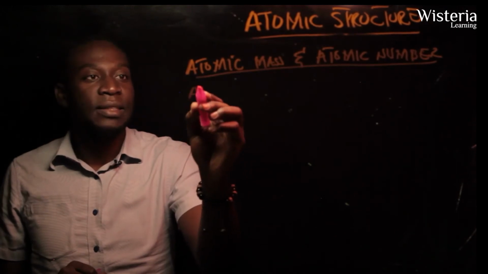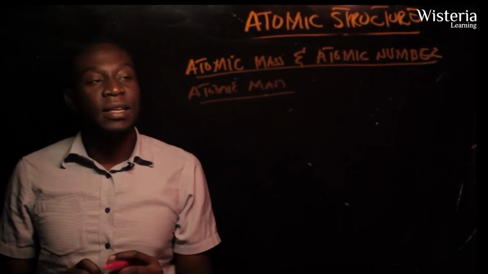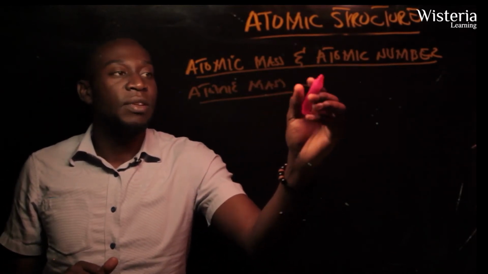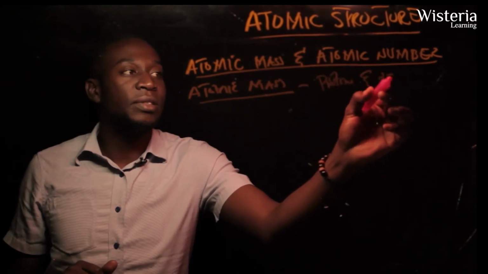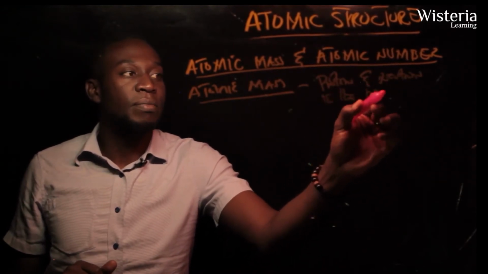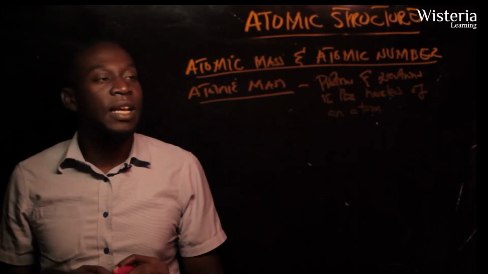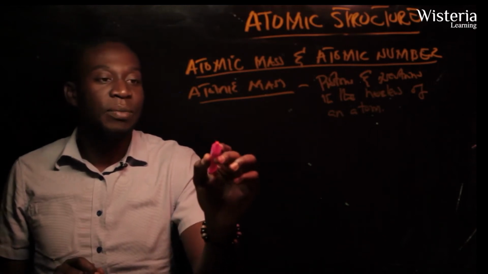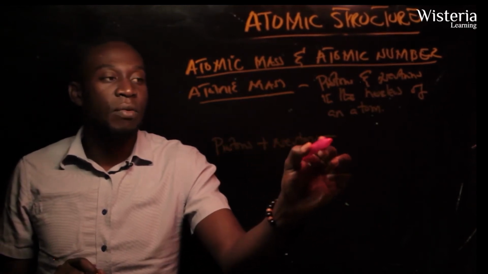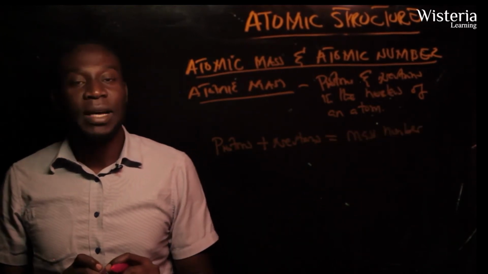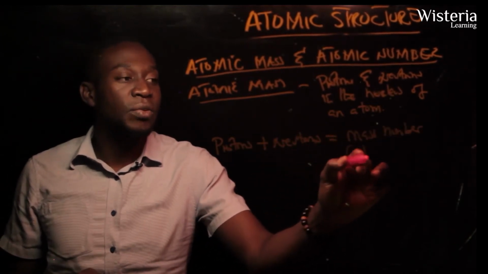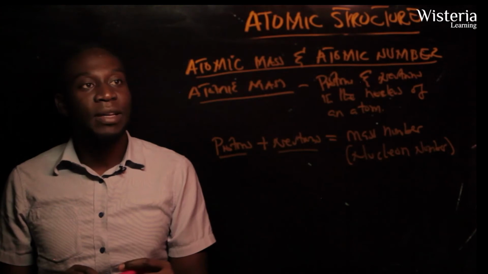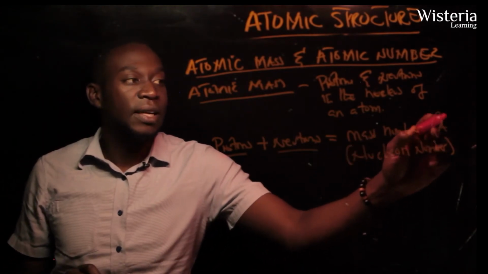So the atomic mass is simply the number of protons and neutrons in the nucleus of an atom. When you add the protons and you add the neutrons, we'll get the mass number, which is called the atomic mass. Or we can call it the neutron number. The symbol is capital letter A. That's the mass number.